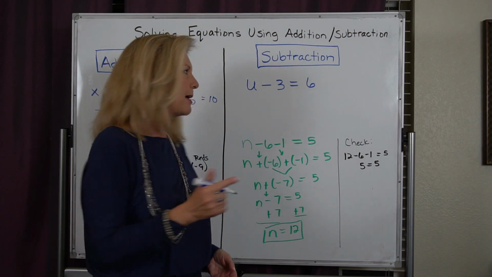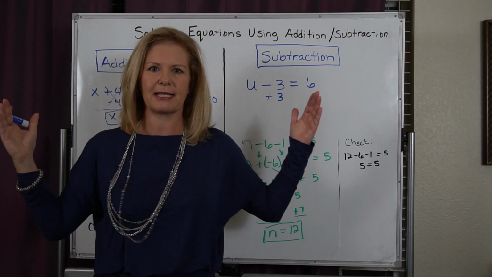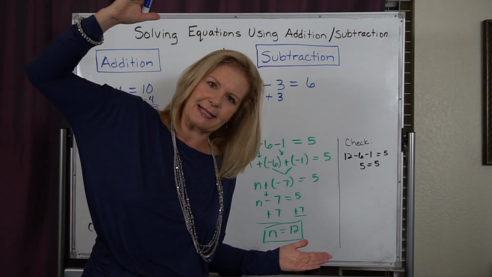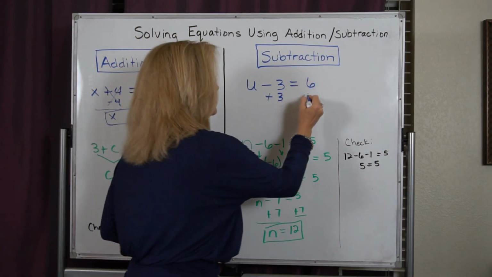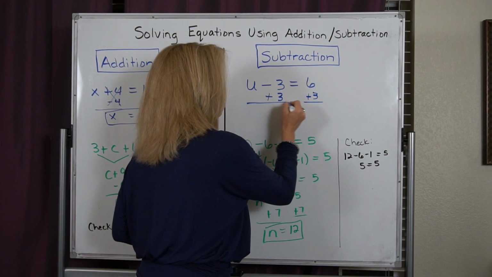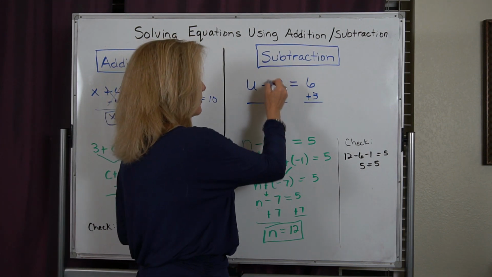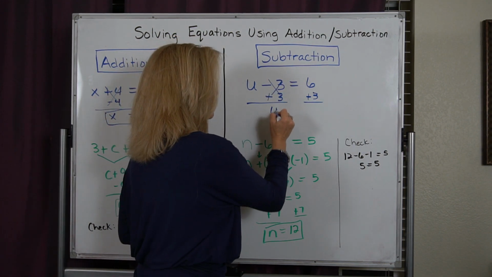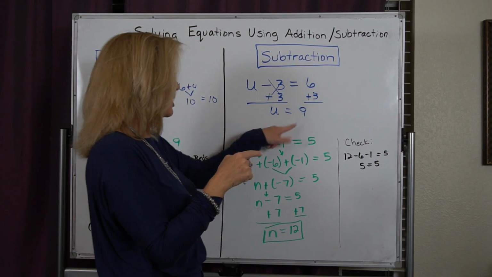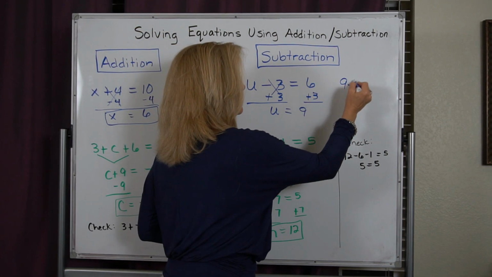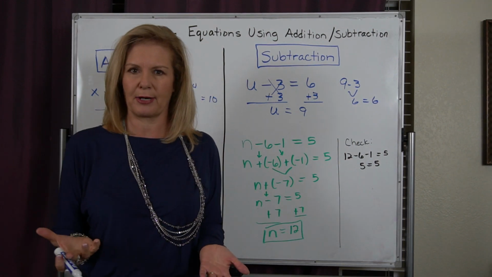Well, I use inverse operations. So the inverse of subtraction is addition. Uh-oh, the second I added 3, I'm out of balance. And I can't ever be out of balance. So in order to pull myself back into balance again, I have to do the exact same thing on the other side. Whatever I do to one side, I have to do to the other. Now the inverse operations cancel each other out. I'm left with u, and 6 plus 3 is 9. And again, we can check it by plugging 9 into the original. And if that side is equal to the other side, I know it's a correct solution.